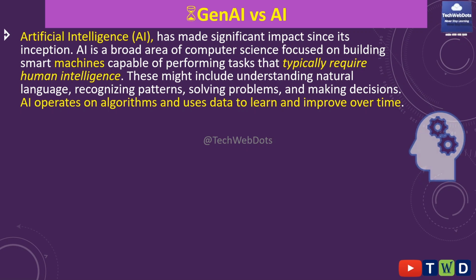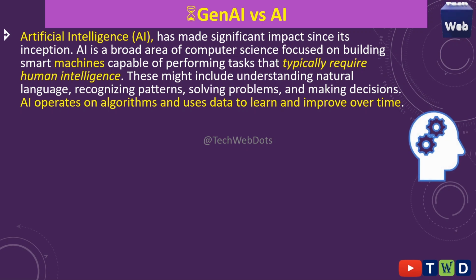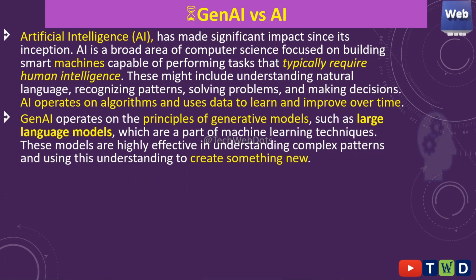AI is a broad area of computer science focusing on building smart machines capable of performing tasks that typically require human intelligence. These might include understanding natural language, recognizing patterns, solving problems, and making decisions. So AI operates on algorithms and uses data to learn and improve over time. This is the core area where artificial intelligence really shines.